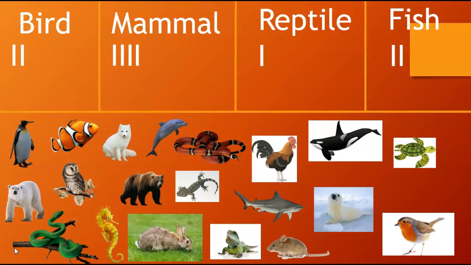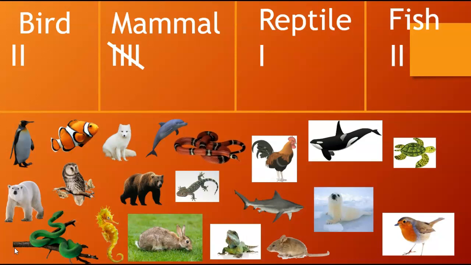The next is this little rabbit here. Mother rabbits feed their babies milk once or twice a day. So if the mother rabbit is feeding their babies milk, we know that it is a mammal. So that is one of the characteristics of a mammal.